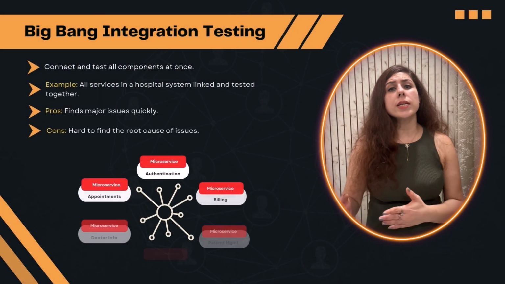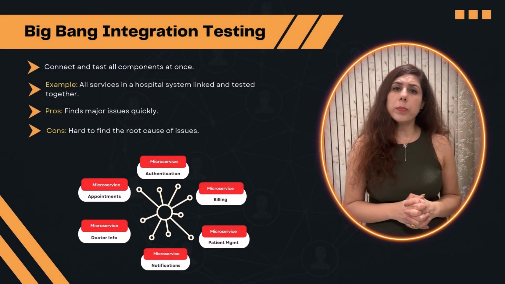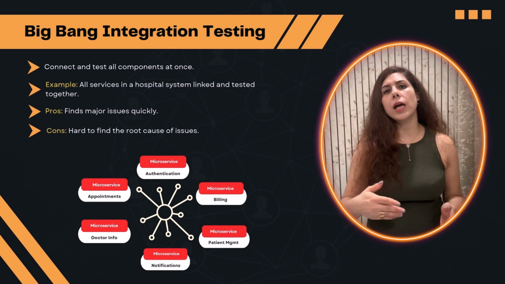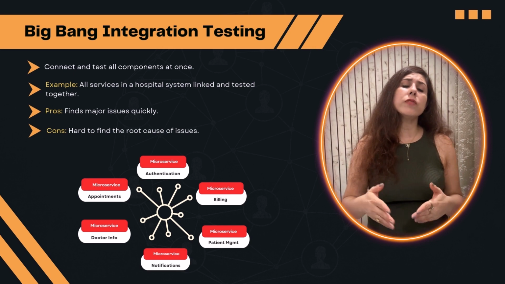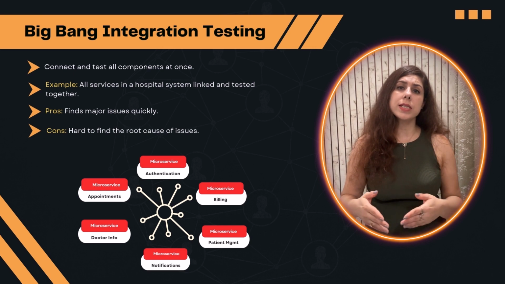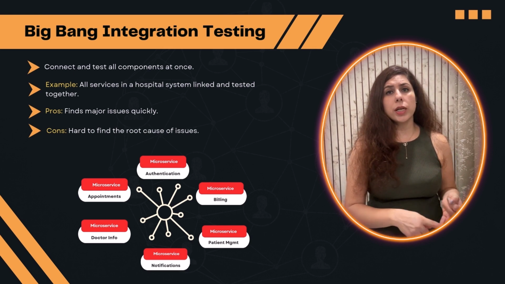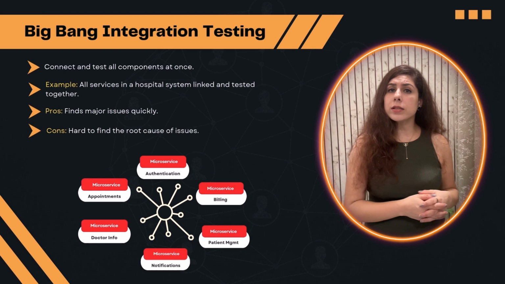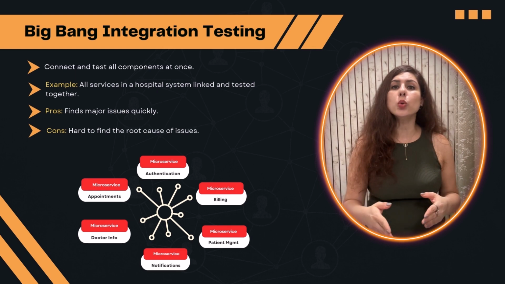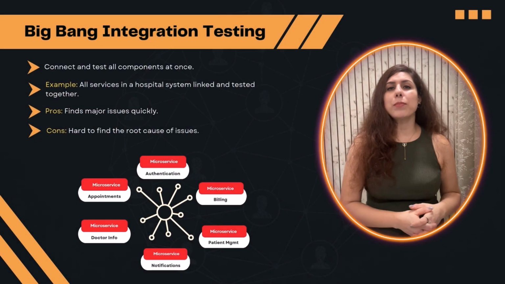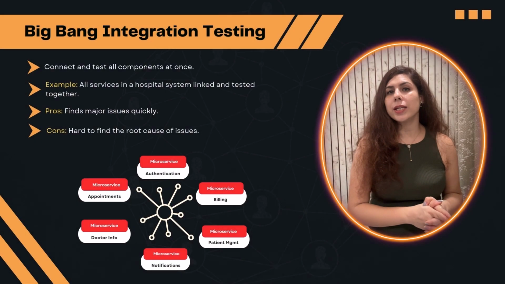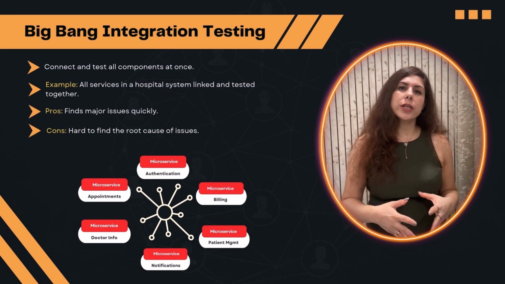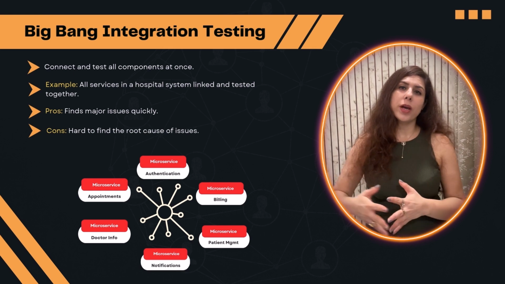Big Bang integration testing is when you connect all the software components at once and test the entire system together. For example, in our hospital management system, we have a total of 6 microservices. Instead of testing the appointment, authentication, and billing systems separately, we can link all 6 components or services with each other at once and do the integration testing. This type of testing is called Big Bang integration testing because we are making a big bang by integrating all the components at once and testing them together.